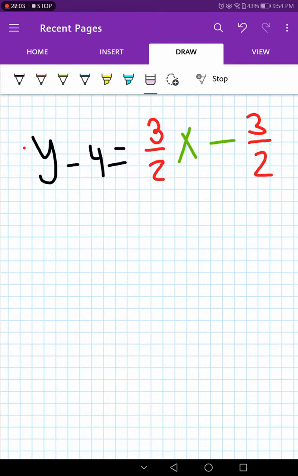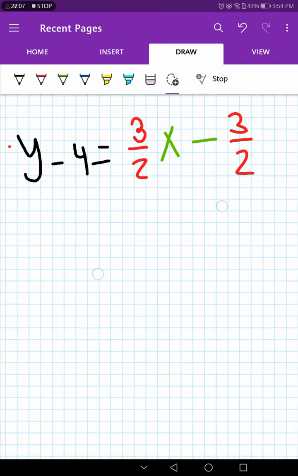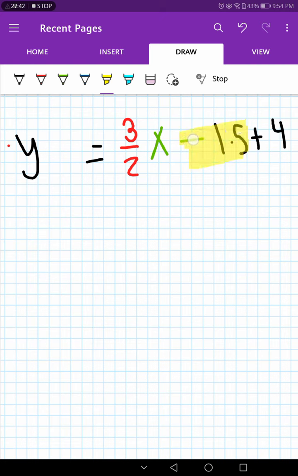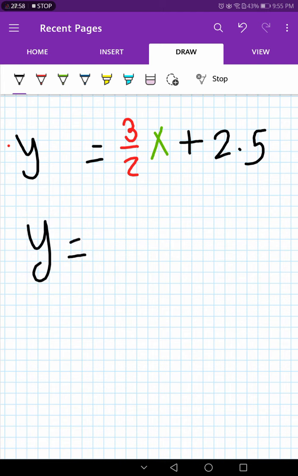Now I can make the y alone by removing this to this side and changing to plus. 3 over 2 I can write as a decimal, which is 1.5, and negative 1.5 plus 4 equals plus 2.5. And as you see here, this is written in slope intercept form.